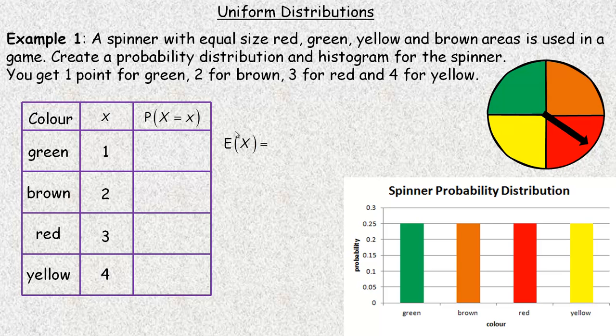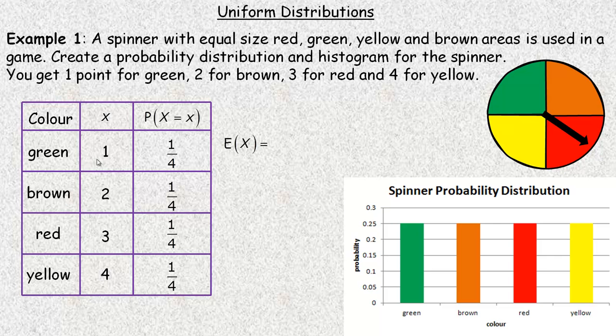So here are all the outcomes with their values, and since these are all equal in area and there are 4 of them, each one would have a probability of 1 chance in 4, or 1/4. And so we'll put the quarters on here. And so we're going to calculate the expected value.